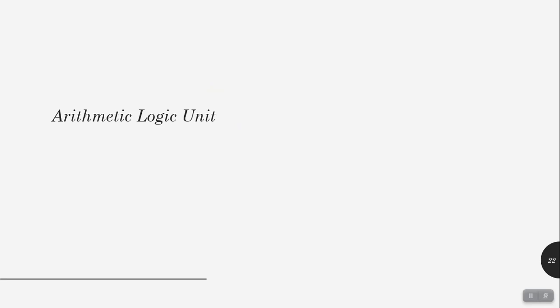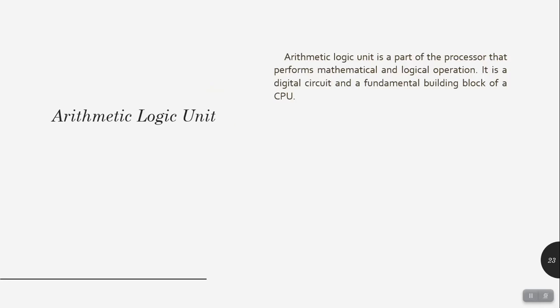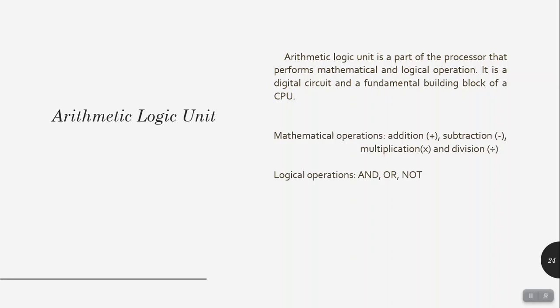So let us talk about what is an arithmetic logic unit. An arithmetic logic unit is a part of the processor that performs mathematical and logical operations. It is a digital circuit and a fundamental building block of a central processing unit. It is the one that solves all the mathematical and logical operations. When we say mathematical operations, it is the addition, subtraction, multiplication, and division. And when we say logical operations, it is the AND, OR, and NOT.